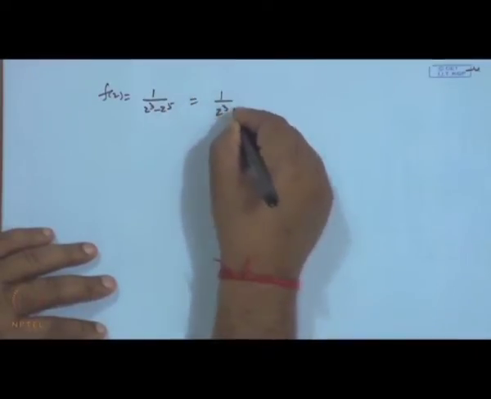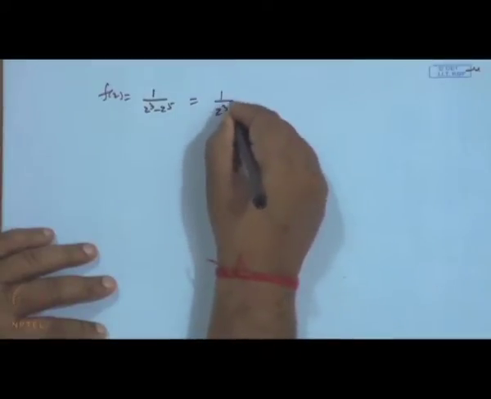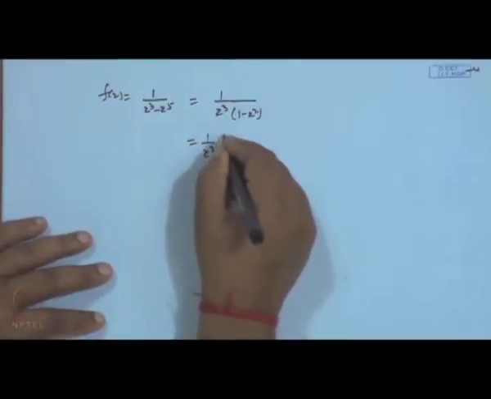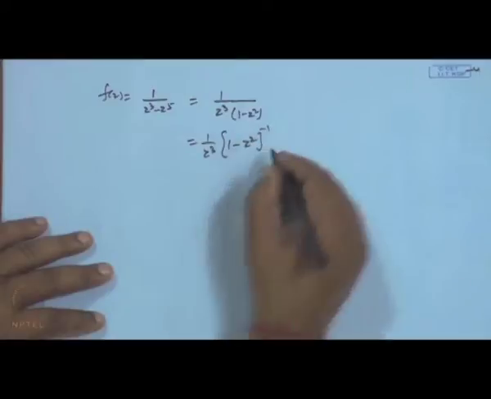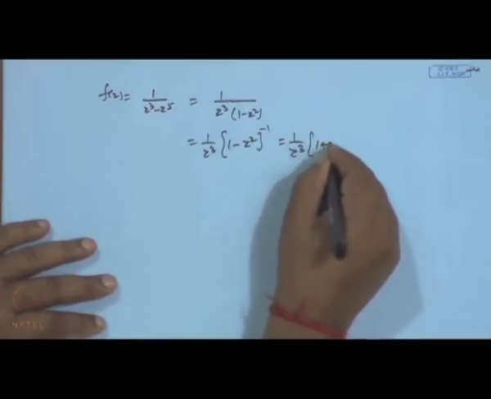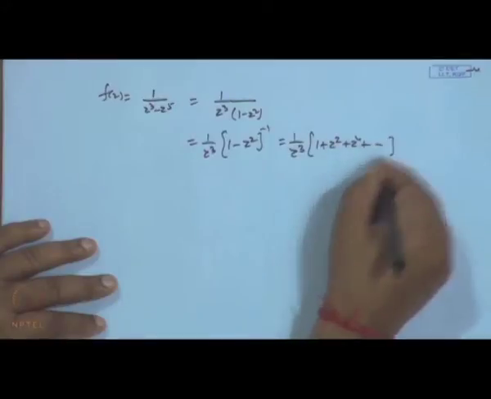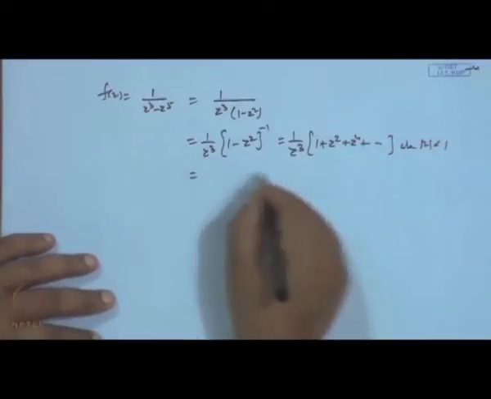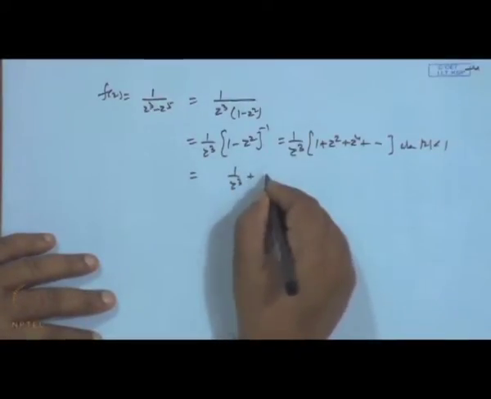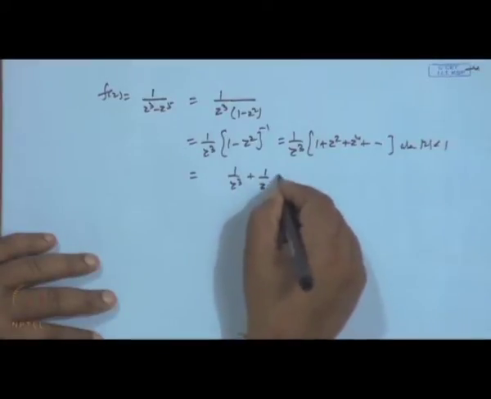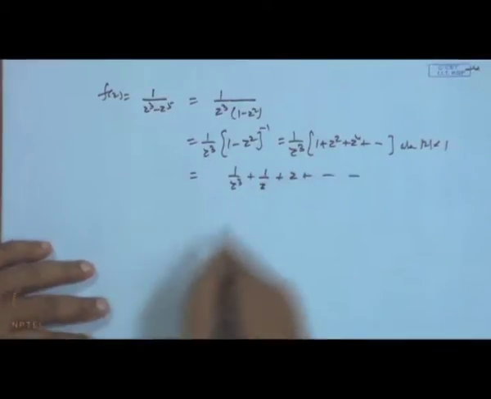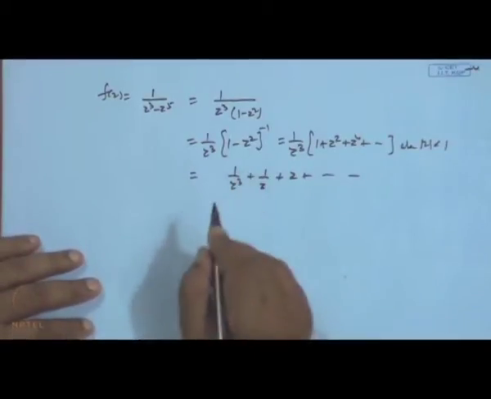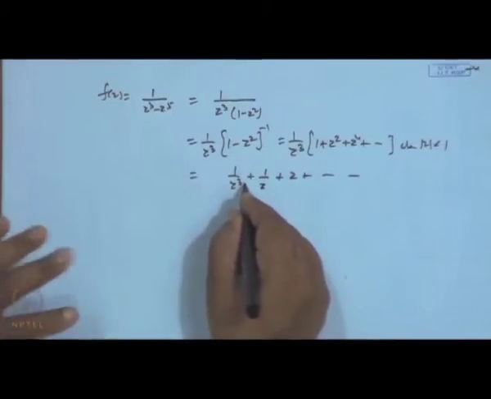1 by z cube, then 1 minus z square, is it not? And then when we expand it in the form of the series, 1 by z cube times (1 minus z square) inverse, we get 1 by z cube times (1 plus z square plus z 4 and so on) in the circle mod z less than 1. In that case, we are getting 1 by z cube plus 1 by z plus z and so on. So basically there are only two terms, but z equal to 0 will be a pole, though there are three terms, because the z square term is missing.